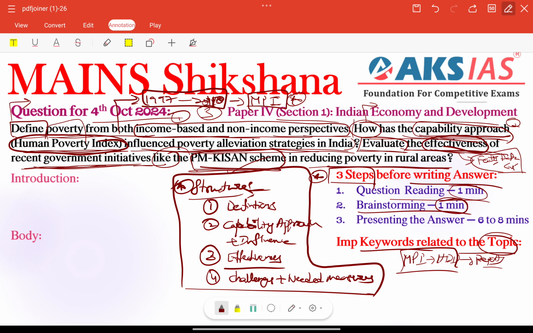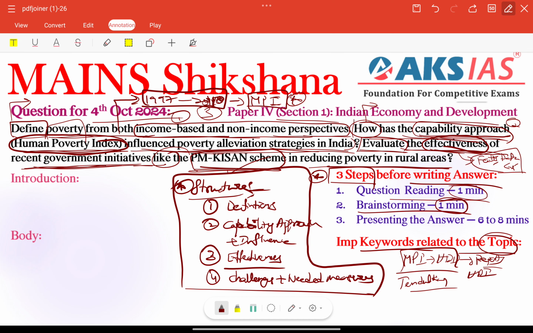Recent India's rank, etc., right? World Bank's poverty, or some committees, we need to include Tendulkar, right? Very important. Other than that, we have some MPI index related factual information that needs to be included here, right? Other than that, the HDI, Human Development Index, is also very important.